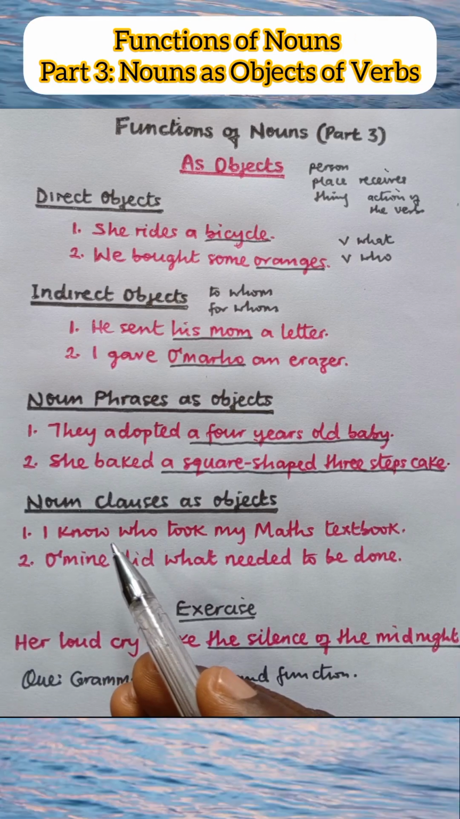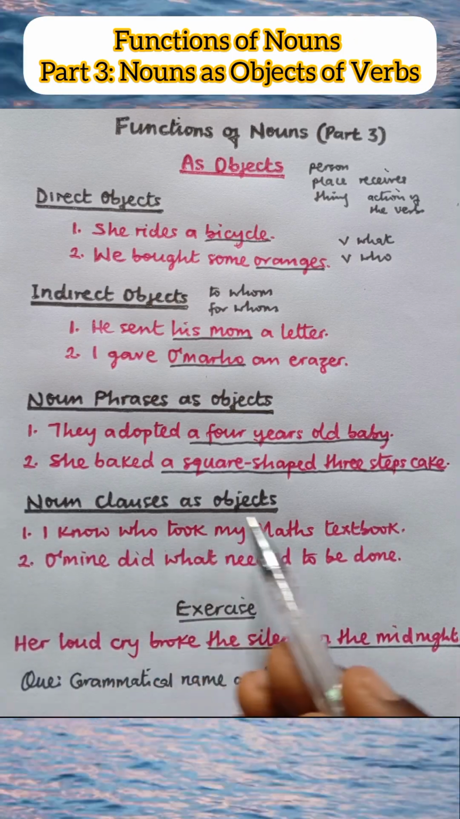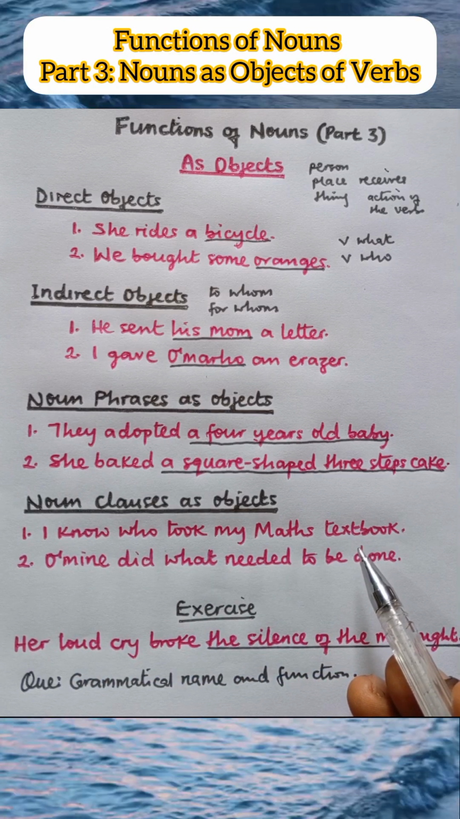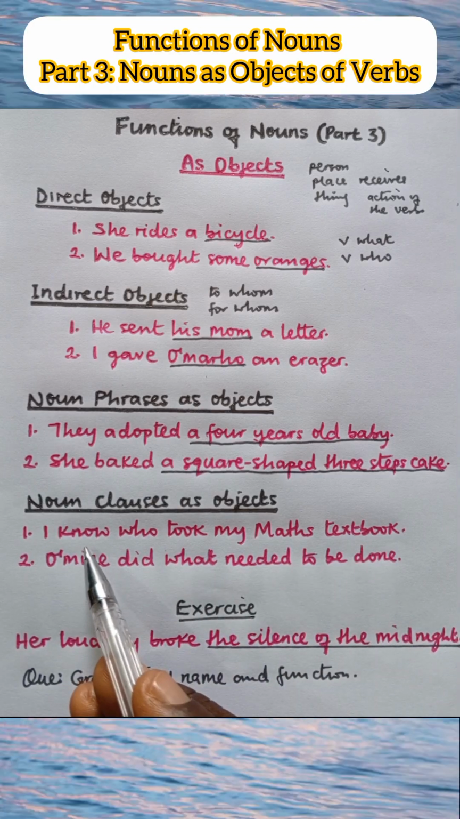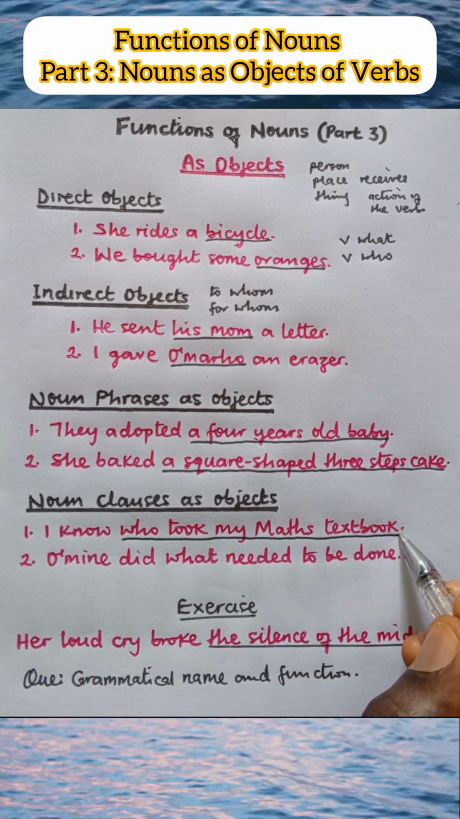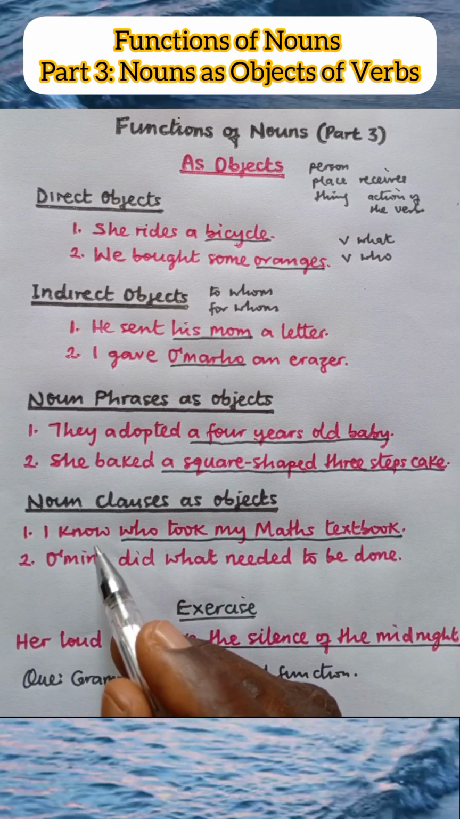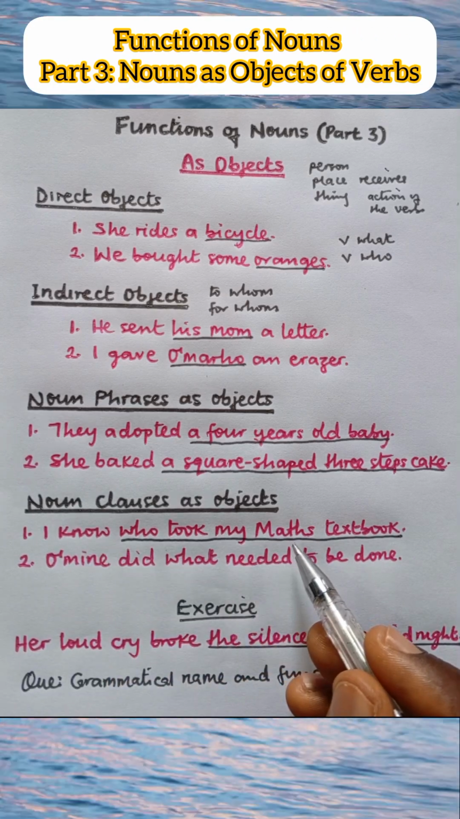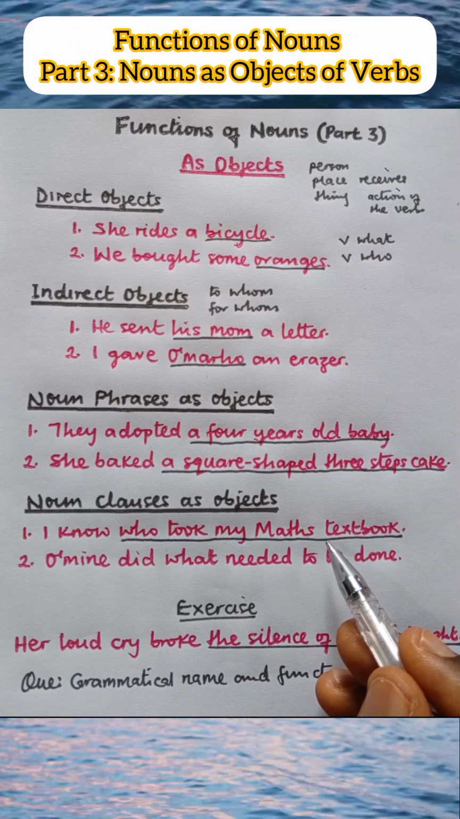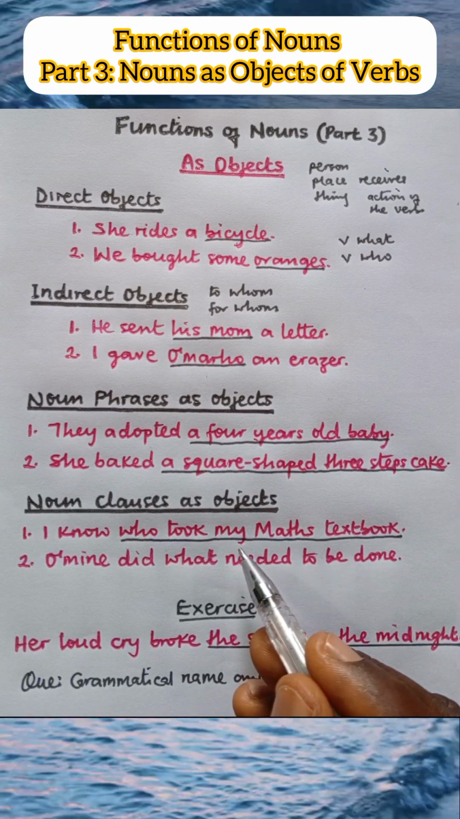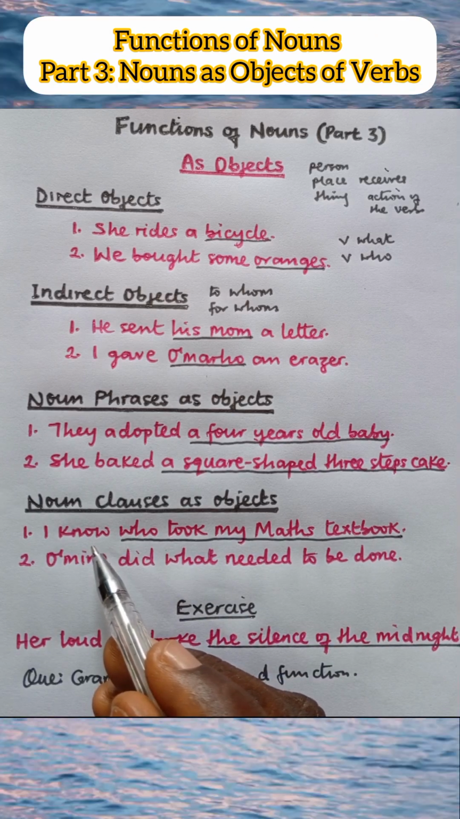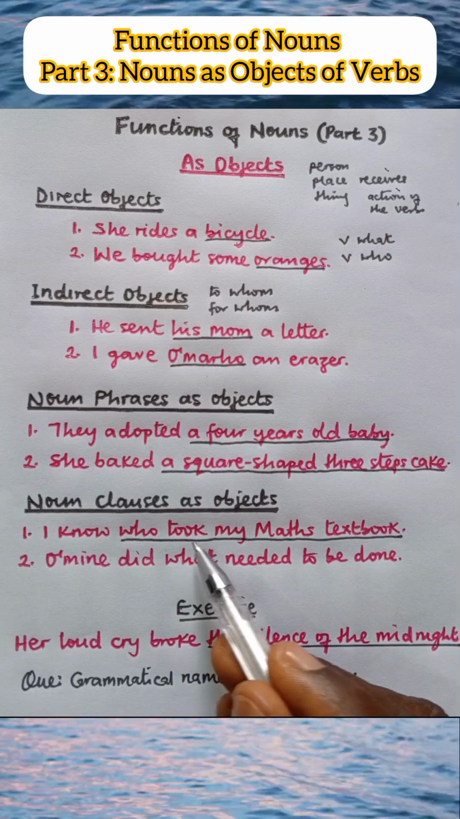Alright, next we look at noun clauses as object of verbs. Sentence 1. I know who took my maths textbook. The verb here is know. Know what? Know who took my maths textbook. This expression is the direct object of the verb know. Being an object, it is therefore a noun, but at the same time, it is a clause. And so the grammatical name for this expression is noun clause. It functions as the direct object of the verb know. How do we know it is a clause? Because it has a subject and a verb.